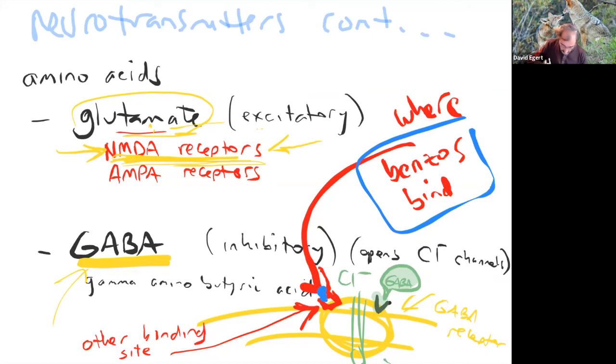So when GABA is binding, not only does it open chloride channels, but it lets more chloride in than it would have if the benzo hadn't been bound onto that other site on the receptor. So just giving you a sense, it gets a little more complicated. You can have these modulatory binding sites that are not the main ligand binding site.